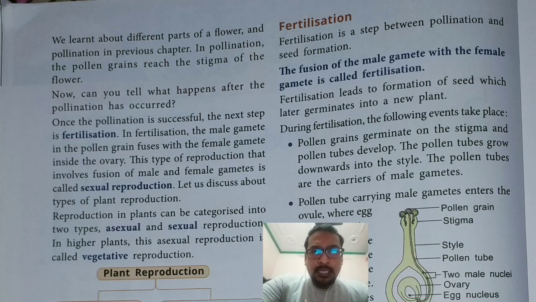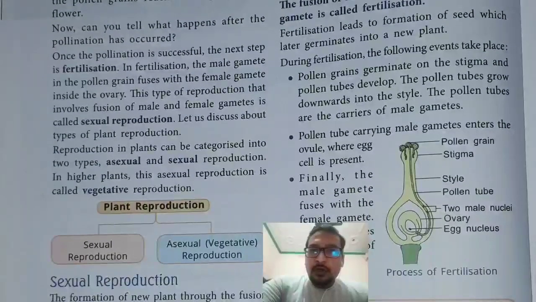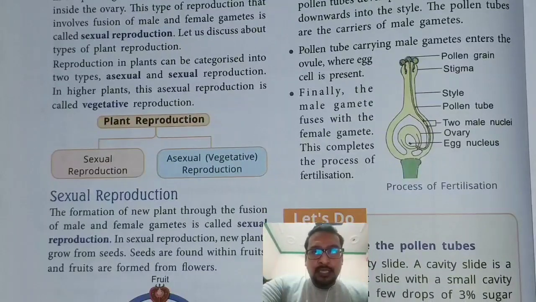Let us discuss the types of plant reproduction. So plants have two types of reproduction. One is asexual and the second is sexual. In higher plants, asexual reproduction is called vegetative reproduction. So as you can see, it is divided into two parts: sexual reproduction and vegetative or asexual reproduction.